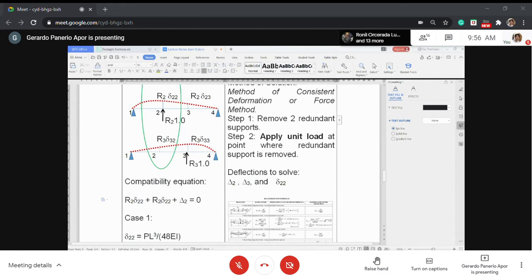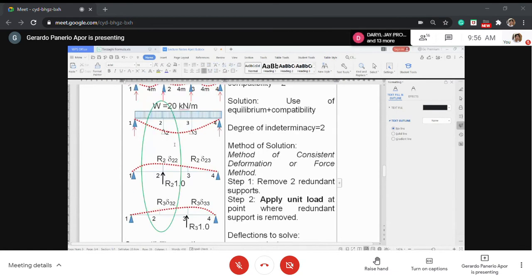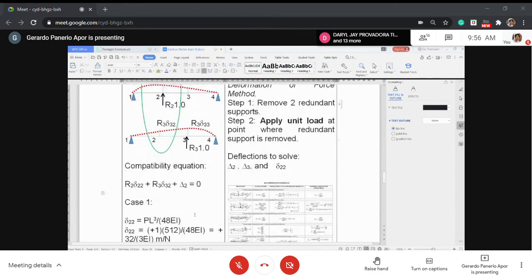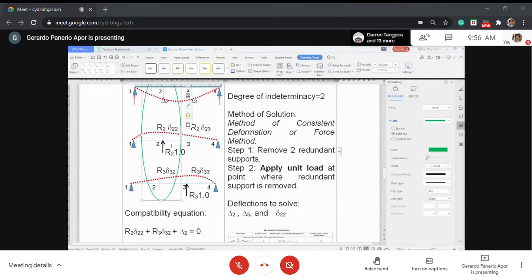We have R3. R3 and 3. Okay. So, R2 delta 2,2 plus R3 delta 3,2 plus delta 2 is equal to 0. Okay. Now, how about the second equation? Because I have mentioned a while ago that you need two equations.